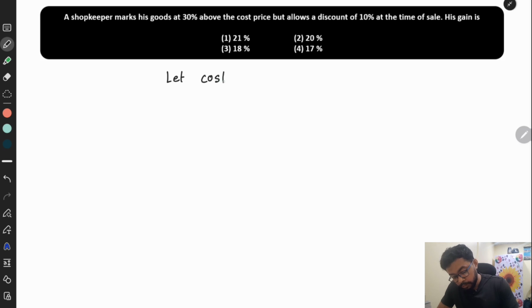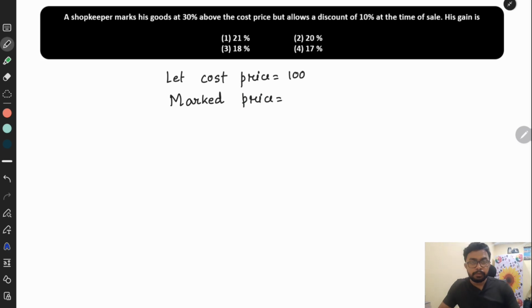cost price equals 100. So if we say cost price is 100, then the marked price will be 30% above the cost price. So the marked price will be 30% above, that means 100 plus 30, which is 130.